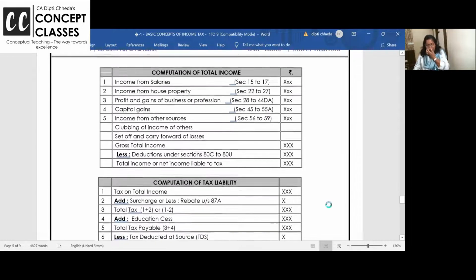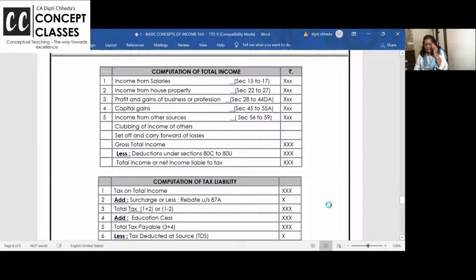Here it is, as we discussed yesterday. You may get income from salary. 5 heads of income are there, 5 sources of income: income from salary, income from house property, income from business, capital gain, and income from other sources. You may not be comfortable with all these terms. This is like computation of total income. But at the end, what is your final income? Total income. On that, you have to pay tax.